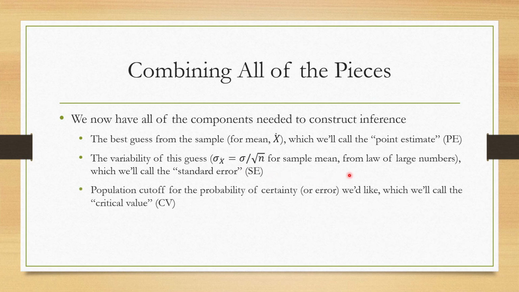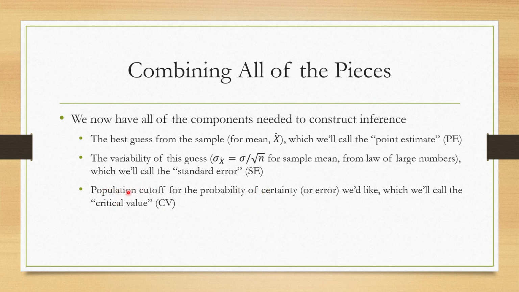The last thing that we just talked about is the probability of certainty that we want, or again, inversely, error. So 90% certain, we would be 10% error, 99% certain, we'd have 1% error. And the population cutoffs for this probability.